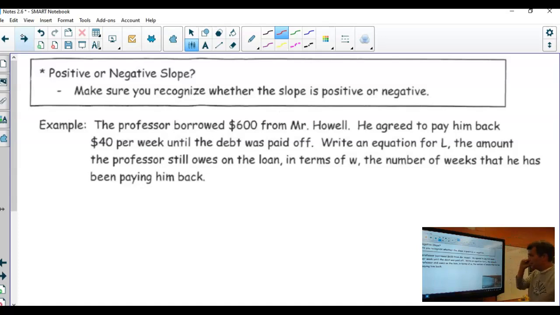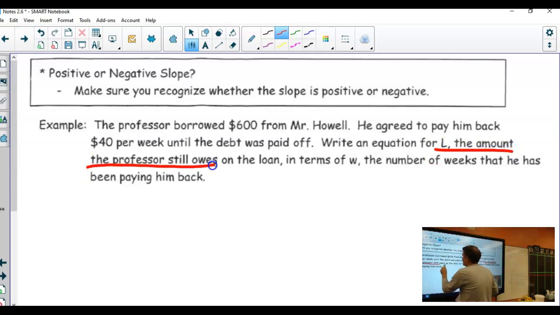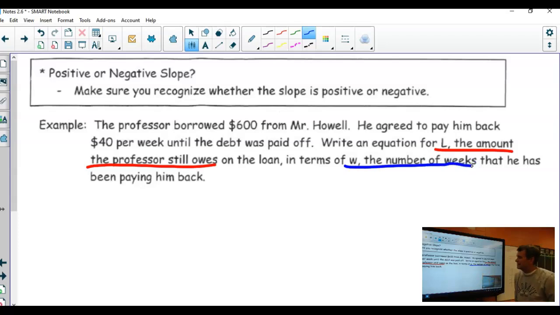The professor borrowed $600 from Mr. Howell. He agreed to pay him back $40 per week until the debt was paid off. Write an equation for L, the amount the professor still owes on the loan, in terms of W. And W is the number of weeks that he has been paying him back.